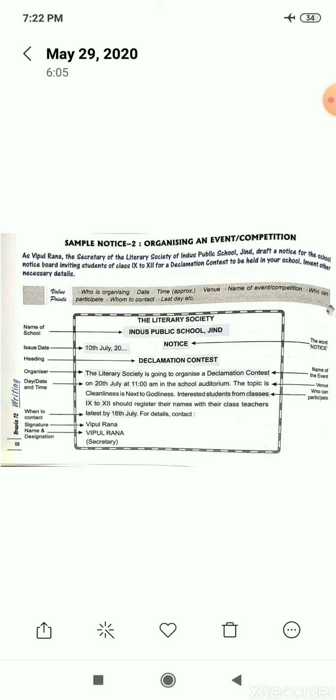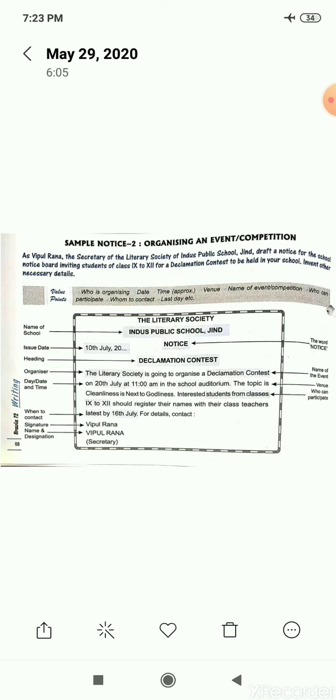What thing we have to announce? We have to announce that a declamation competition is going to be conducted in the school, and we have to invite entries from the students of class 9th to 12th only, right? So what details we need? Children, we need first to announce that this competition is going to be held. On which date? We have to give a date, we have to give time, we have to mention the venue, like the place where it will be held, right?